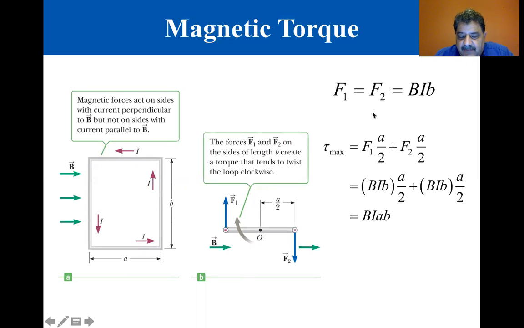There it is, tau max is given in the equation, where the moment arm about O is a over 2 for both forces. Because the area of the loop is A, the maximum torque can be expressed as shown: BI times the area. This result is valid only when the magnetic field is parallel to the plane of the loop, as in the figure to the right. So you end up getting a little rotation, and we'll see how that's used.